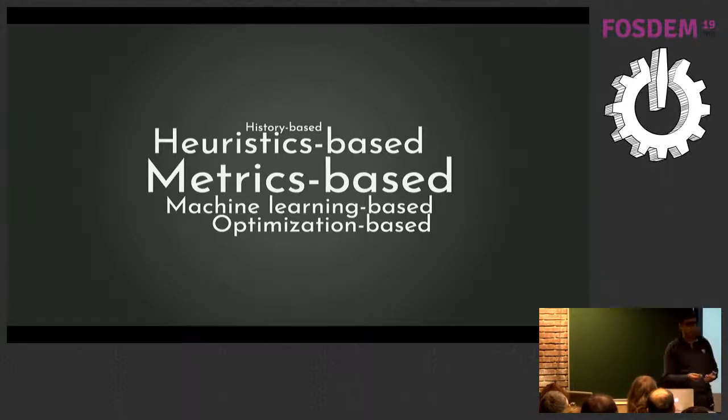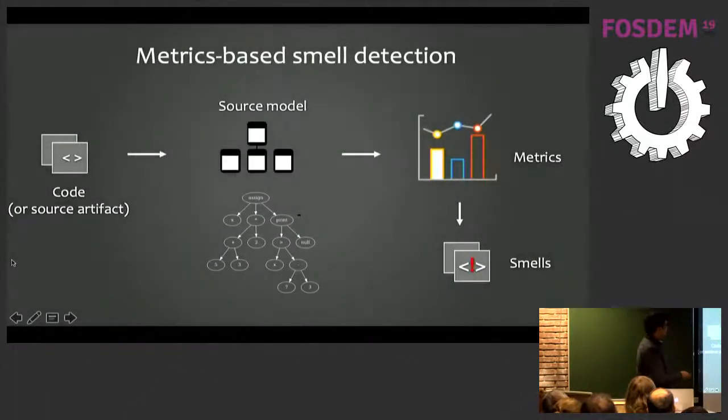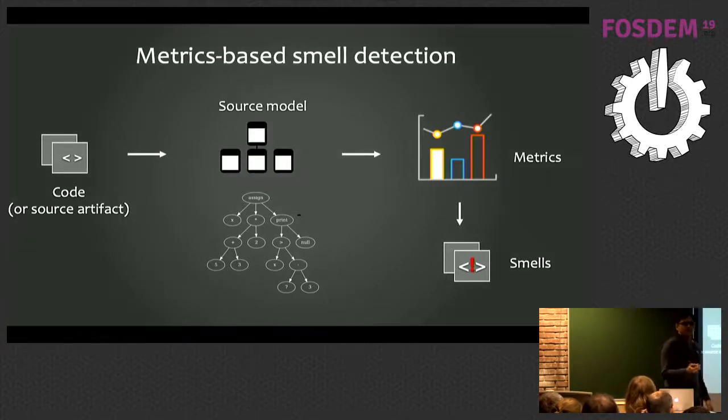And this is what people normally do. So you have source code, and you prepare a source model out of that. Okay, that's not really working. So you prepare a source model, and the source model could be anything. A simpler example could be an AST, abstract syntax tree, and from that source model you compute metrics, and then you apply a certain threshold to classify whether that smell is present in that particular method or class or component.